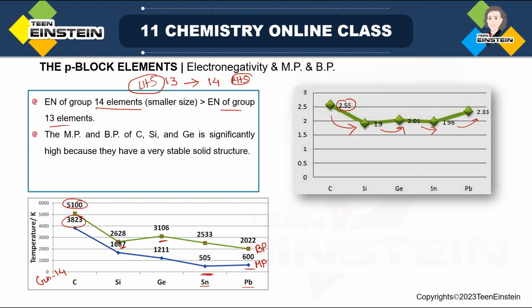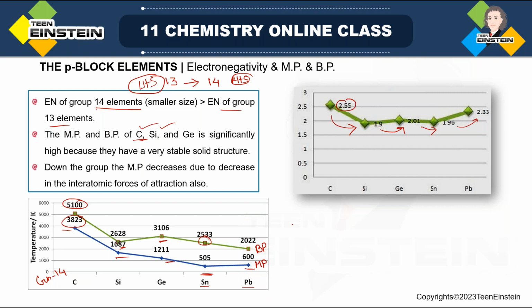Look at the MP and BP values of the first three elements, carbon, silicon, germanium. They are more than 1000. Also for tin, the boiling point is very high. But especially for these three, both MP and BP are significantly high because they have a very stable solid structure. When we discuss some compounds of carbon and silicon later in this chapter, you will be able to understand why their structure is so stable and solid. Just take one example, diamond of carbon, which is a really stable and solid structure.